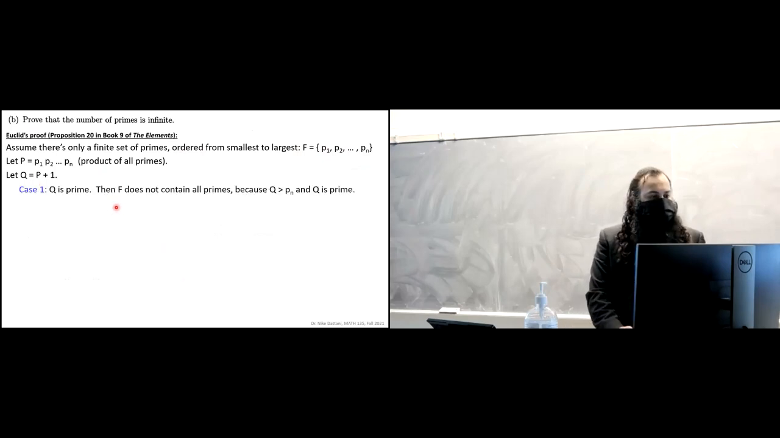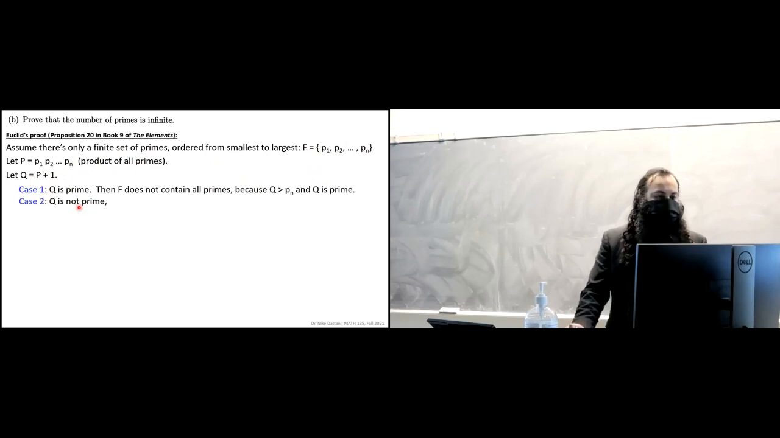All right. Now, case one, if Q is prime, then F doesn't contain all the primes because it doesn't contain Q. There's a new prime that wasn't in the original set. Of course, Q is not in the original set because Pn is the largest prime in this finite set of primes, and Q is bigger than it. Q is larger than it, and it wasn't in that set. So that set was incomplete. It doesn't have all the primes.